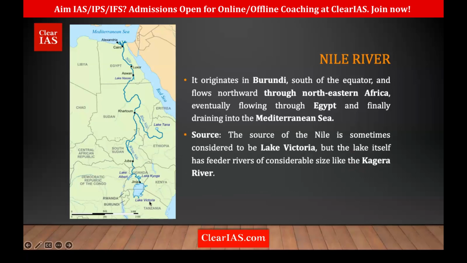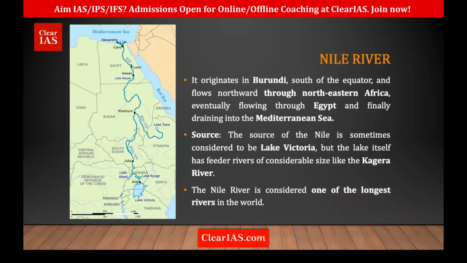Then the source: where does the water come from for the Nile? You have Lake Victoria here. Lake Victoria is considered the water supplier to the Nile. Another interesting fact is, where does Lake Victoria get water from? There are other rivers such as the Kagera River, which feeds Lake Victoria. So there are many rivers which give water to Lake Victoria, and from Lake Victoria, the Nile gets water.